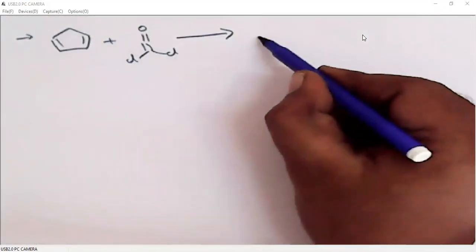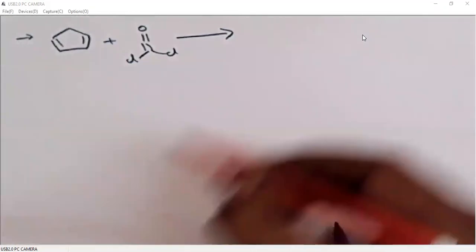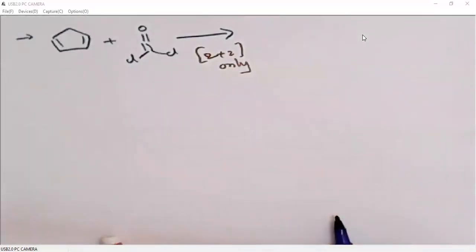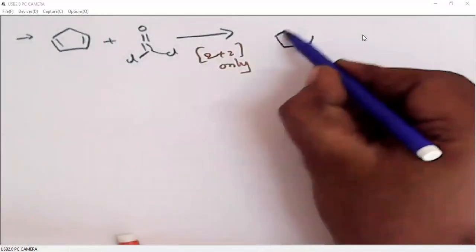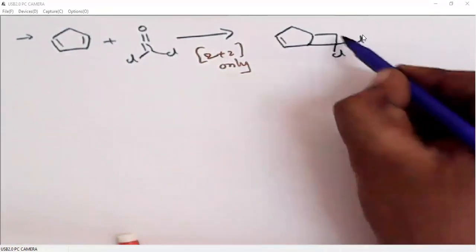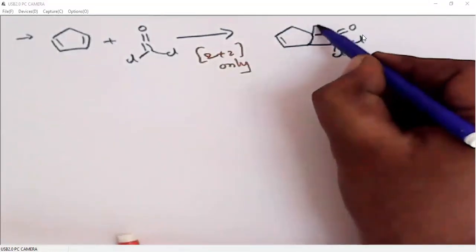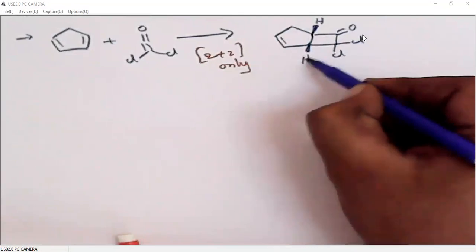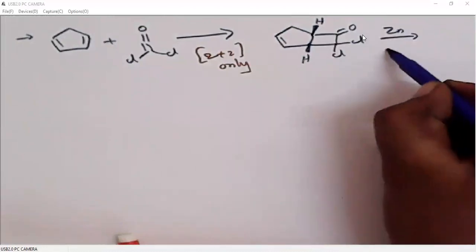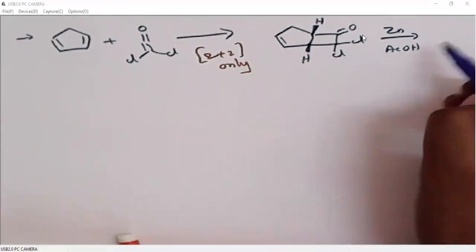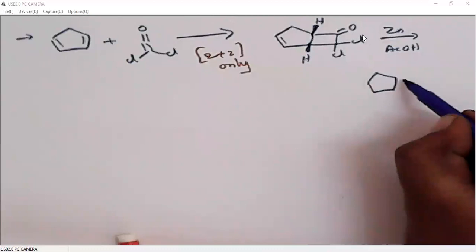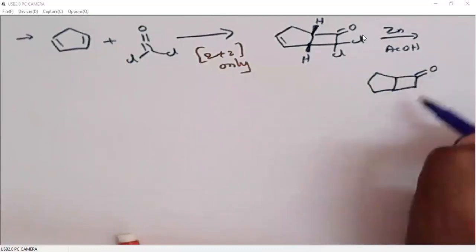Okay, so I must write this. And the product is always the cis product. When we treat this molecule with zinc in acetic acid, what will happen? Zinc in acetic acid is a very good reagent for dehalogenation.